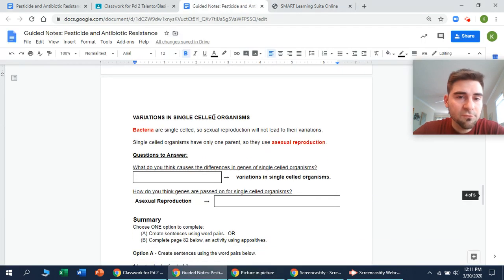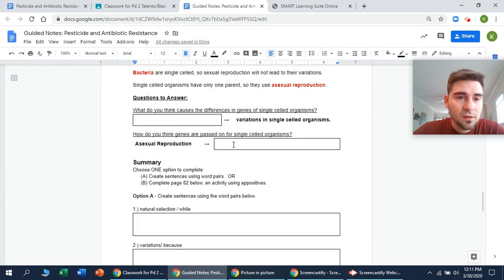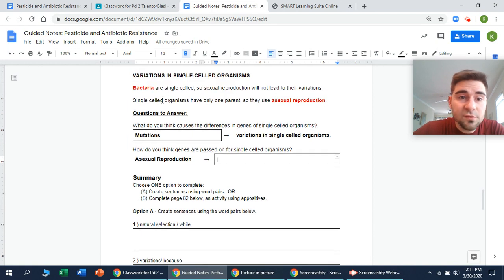Okay? So a follow-up question here is how do you think genes are passed on for single-celled organisms, right? So we established here mutations lead to variations in single-celled organisms if they asexually reproduce, right? Single-celled organisms have only one parent, asexual reproduction. How do you think the genes are passed on? So go ahead and pause the video and give this a shot.